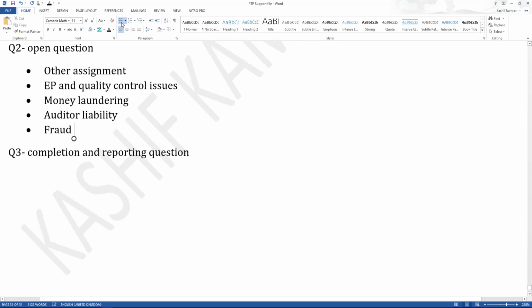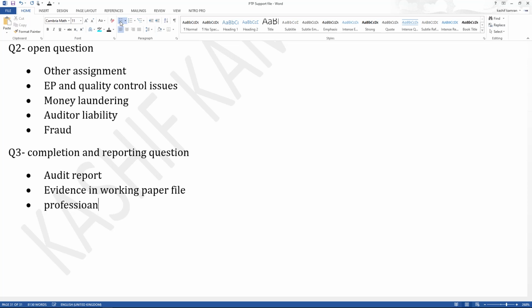But in the completion and reporting question, obviously you will get a question on audit report, which is a must for fewer or more marks. In the last question also, completion and reporting, you might get evidence, because evidence is a completion activity, evidence in the working paper file, which has been a regular feature at the completion stage. Even at the completion stage, you might get professional and quality control issues. So you cannot just rule them out.